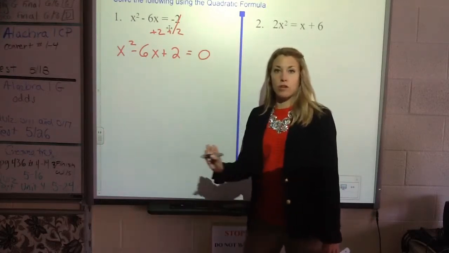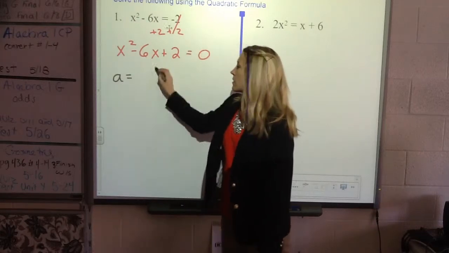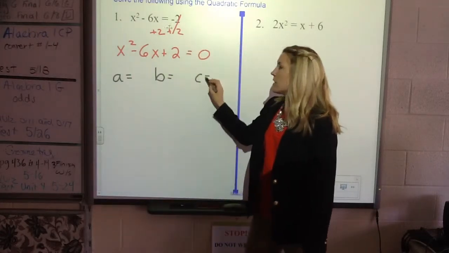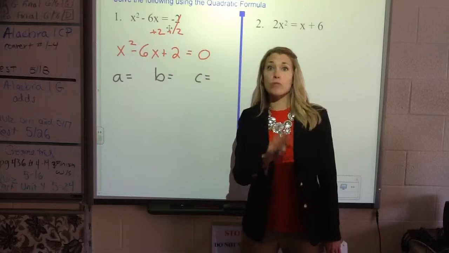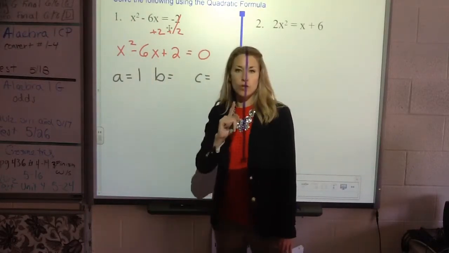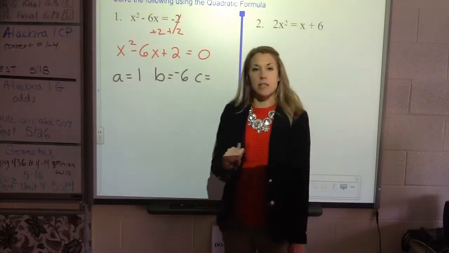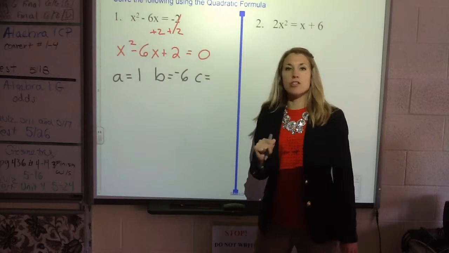Next step of the quadratic formula, locate your a, b, and c. If you wrote this in order, it should be really easy. A is in front of x squared, and if there's no number, it's a 1. B is in front of x. I'm going to take the negative sign with it. And c is your constant.